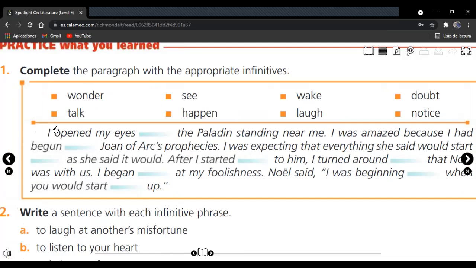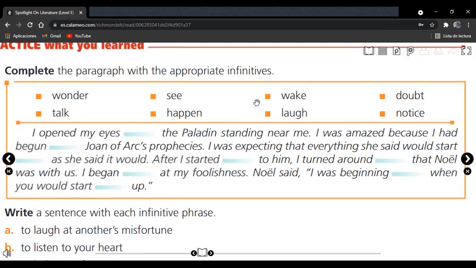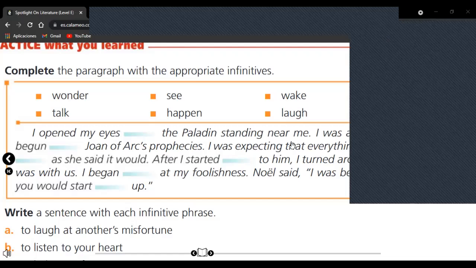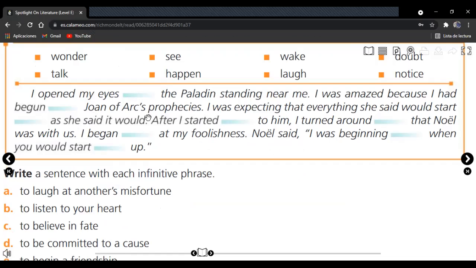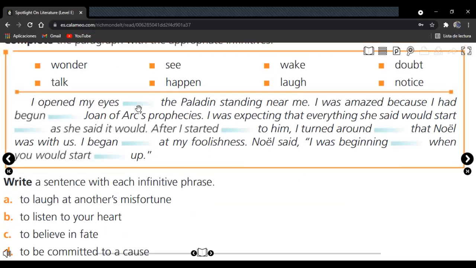Of the infinitives here: wonder, talk, see, happen, wake, laugh, doubt, and notice. Okay, let me see if I got the answers here. I open my eyes to see the paladin standing near me. I was amazed because I had begun to doubt Joan of Arc's prophecies. I was expecting that everything she said would start to happen as she said it would.